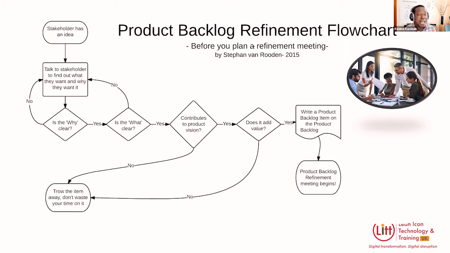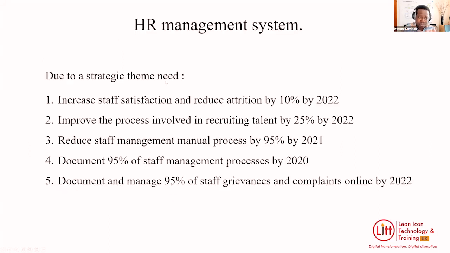Yeah. So last week we talked about a product backlog, and I said, let me reintroduce this product backlog again in this particular session. We talked about the HR management system. What are some of the strategic needs of that particular HR management system? Increase staff satisfaction, improve processes, reduce staff management, document 95%. And this is the strategic theme. Bring this to your backlog refinement sessions so that everyone knows why we are working on the backlog item.